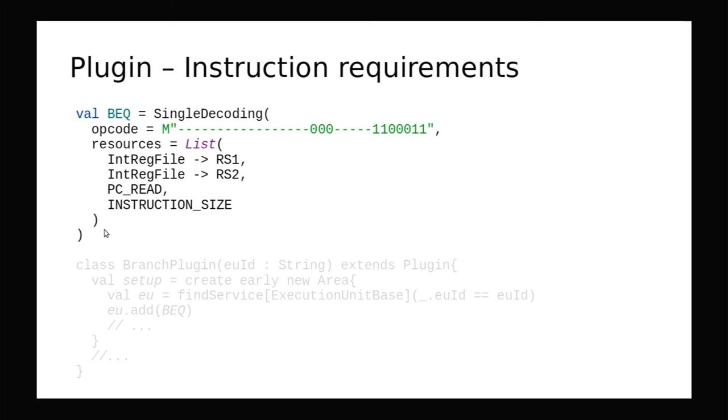So, instruction requirements. There was also the idea in the CPU that you could add instructions easily in the pipeline without modifying 10 files there and there and there. And so, for instance, in the case of the branch plugin, we need to specify that we will implement a branch if equal instruction. And the way we do that is we specify what a branch equal instruction is. So, okay, it is a single decoding, with a given opcode. So here is the bit mask representing the instruction, branch equal, and a list of resources, like saying, okay, branch if equals is using the integer register file, register source 1 and 2. It needs to read the program counter, and it needs to read the byte of the current instruction. So yeah, here we define the instruction branch equal.